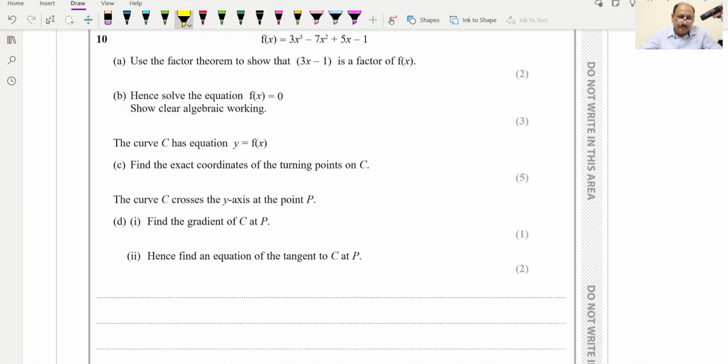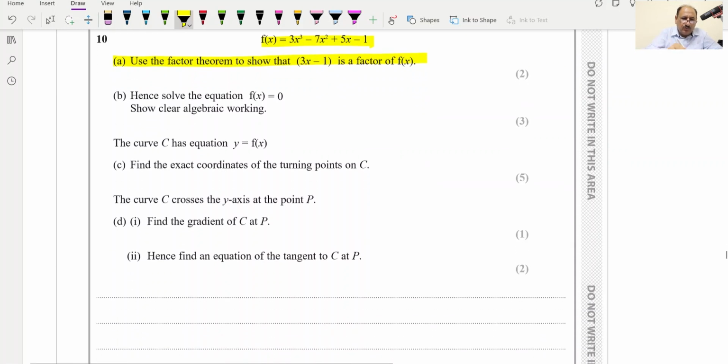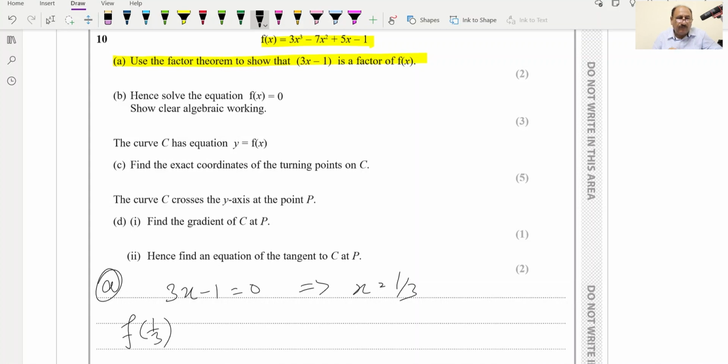Question number 10. f(x) is provided over here. Part A: use the factor theorem to show that 3x − 1 is a factor of f(x). This is a 2-mark question, and we have to show 3x − 1. So we will take 3x − 1 = 0. This is our A part, and this implies x = 1/3. So we can find f(1/3). If f(1/3) is equal to 0, it means that this is a factor.